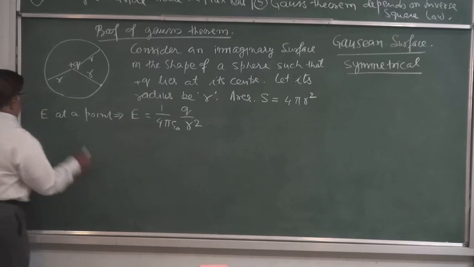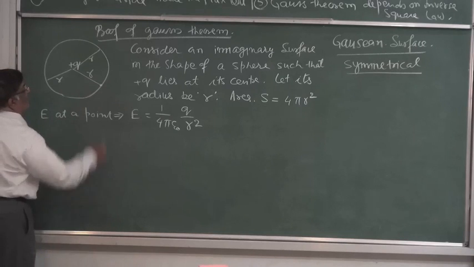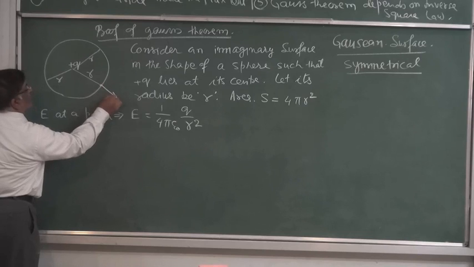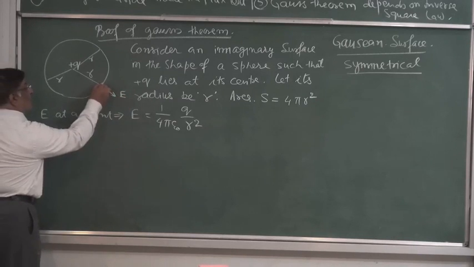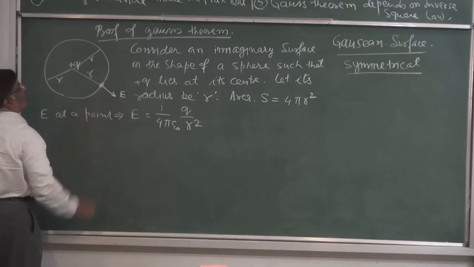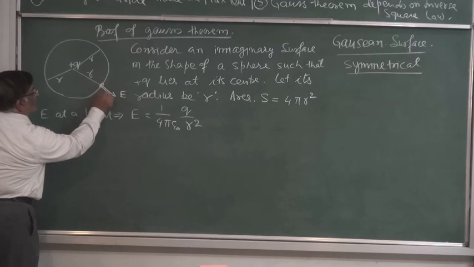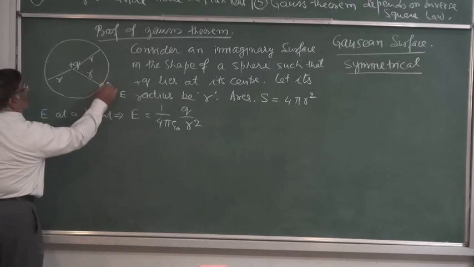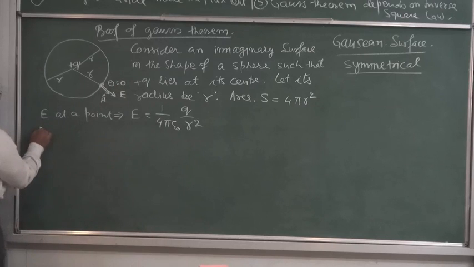Now, here, what is the direction of E? The answer is, direction of E is radially outward. If we take a very small area here, then what is the area vector? Area vector is normal to the surface, so this is the area vector. Let's call it A unit vector. Now, what is the angle between the two? 0.